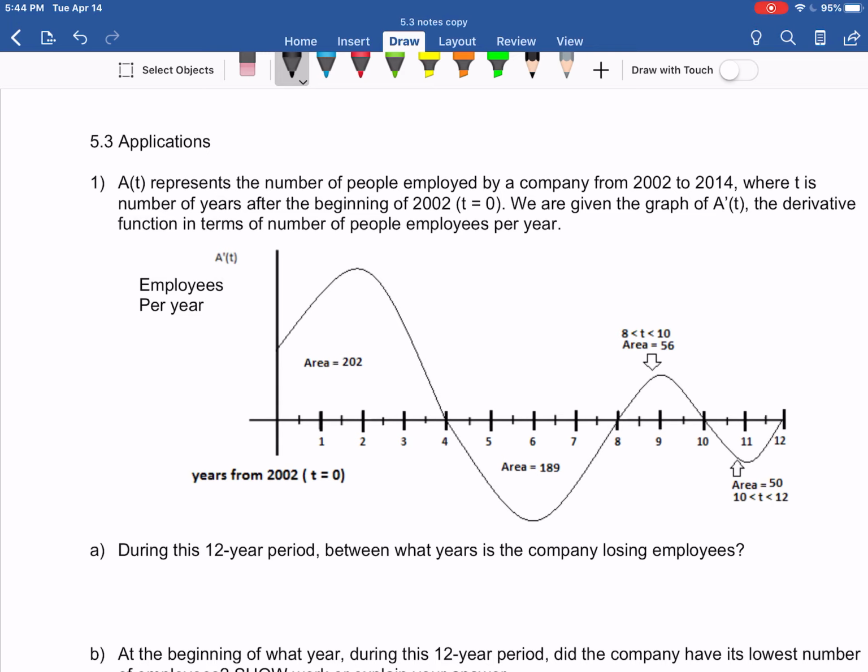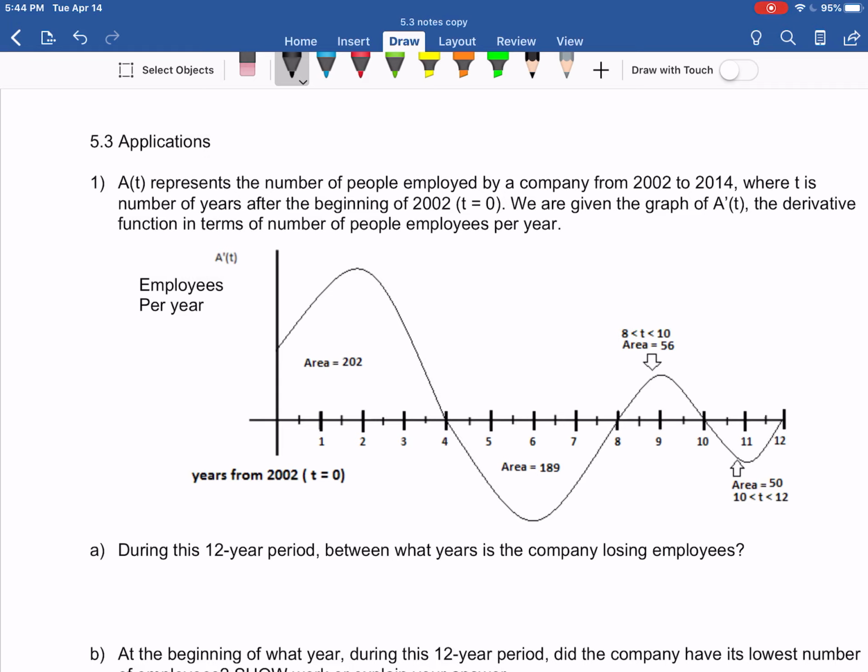Now, that's not the function you're looking at, though. The function you're looking at is A prime. So this is the rate of change of A. This tells you if your function A is either increasing or decreasing or remaining constant. So remember that a function, in this case A, is increasing when your first derivative is positive.